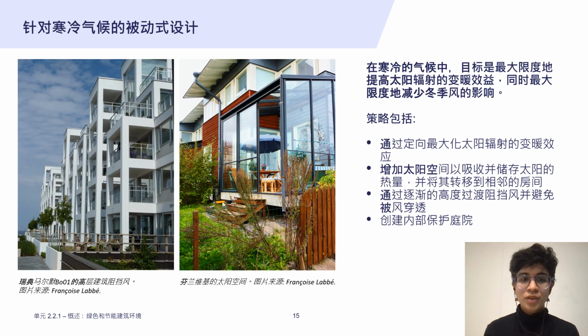Opposite to what we've just heard, in the cold climates, the goal here is to maximize the warming benefits of solar radiation while minimizing the impact of winter winds. Strategies include orientation and adding sun spaces to absorb the sun's heat, store it, and transfer it to adjoining rooms, as shown here in Wiki in Finland. Moreover, the design blocks the wind and avoids wind penetration with gradual height transitions and with inner protected courtyards, as shown here in Malmo.